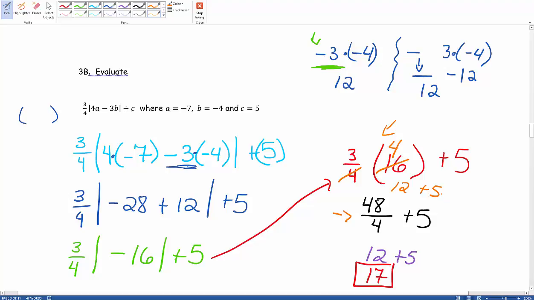Again, that is problem 3B, coming out to be 17. 3B from our target 1.